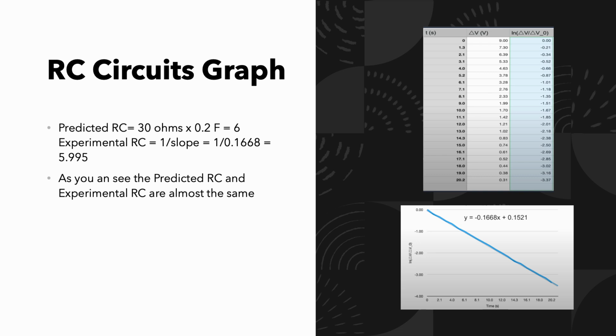The RC circuit graph shows the relationship between ln(ΔV/ΔV0) versus time. As you can see, there's a linear relationship. The predicted RC is 30 ohms times 0.2 farad, which is equal to 6. The experimental RC is 1 over the slope, which is 1 divided by 0.1668, which is 5.995. As you can see, the predicted RC and the experimental RC are almost the same.